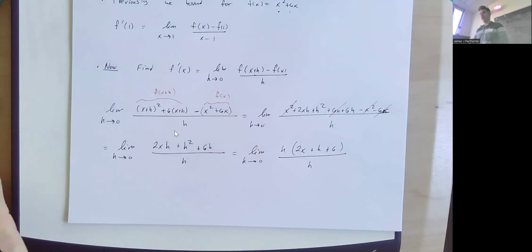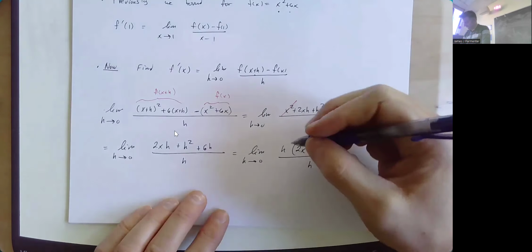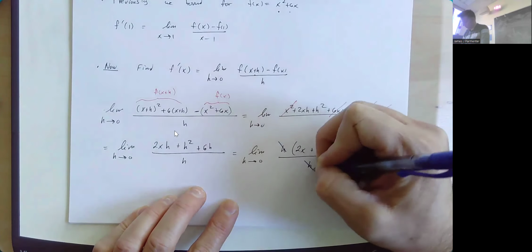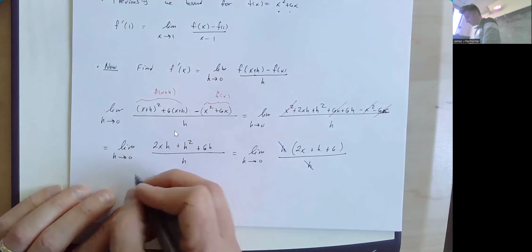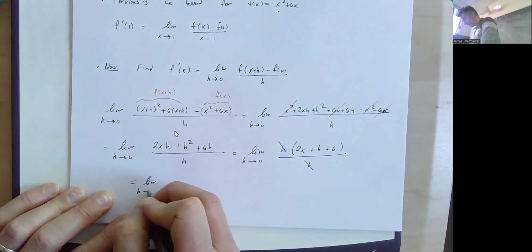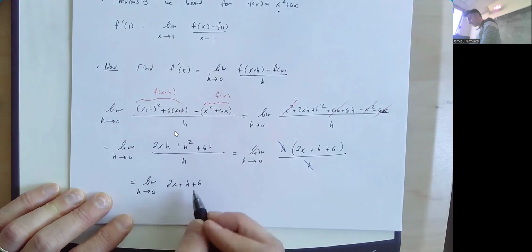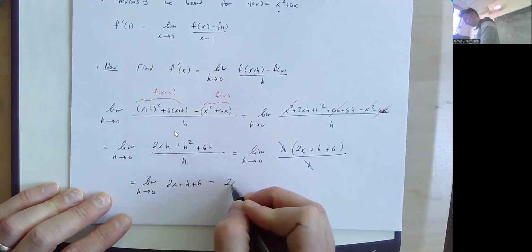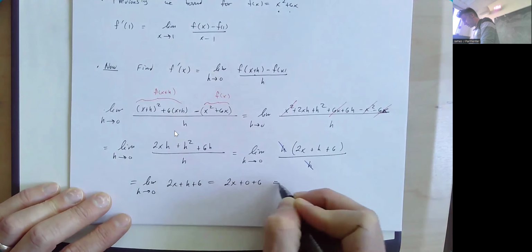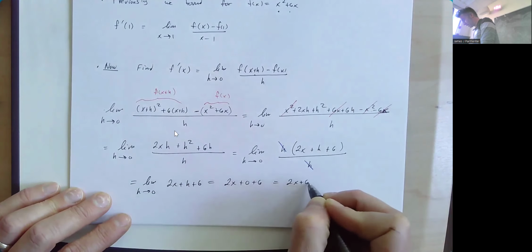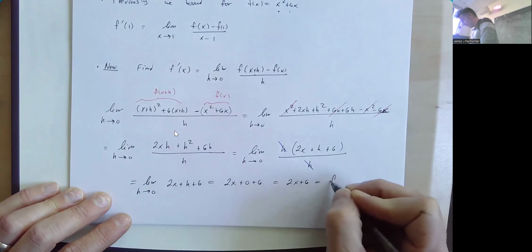Everything in the numerator that doesn't have an h needs to go away. Everything on the left does have an h. We factor out an h. H divided by h is 1. And then finally, we get the limit as h goes to 0 of 2x plus h plus 6. The remaining h goes to 0, and you get 2x plus 0 plus 6, or just 2x plus 6. And that is f prime of x.